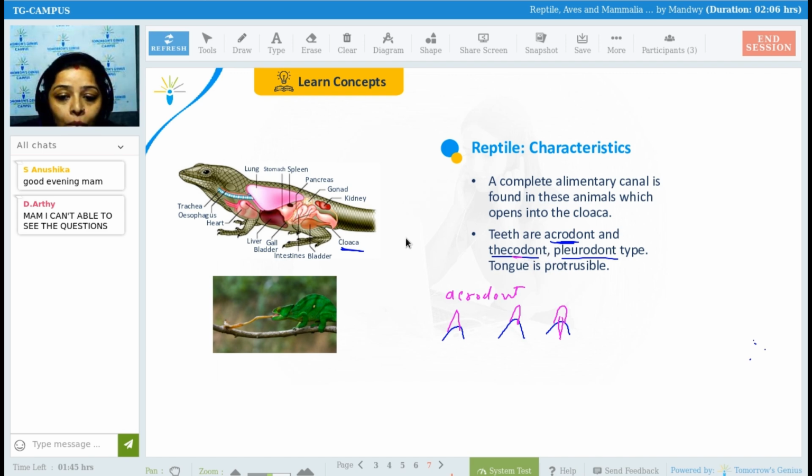The tongue is protrusible. What is the meaning of protrusible? They have the ability to extend, to protrude their tongue to catch their prey.